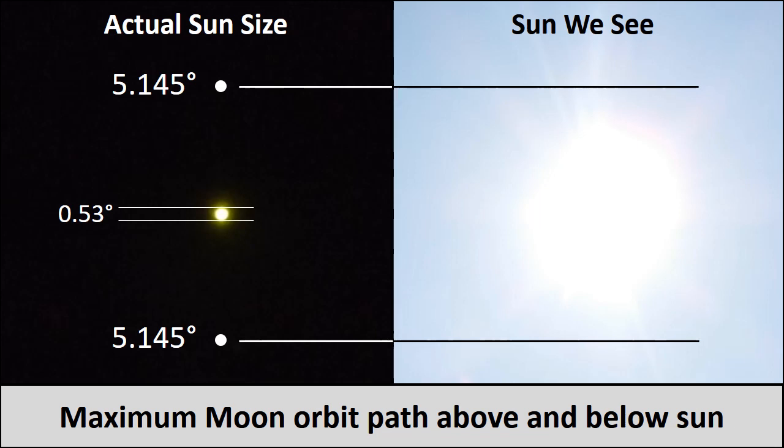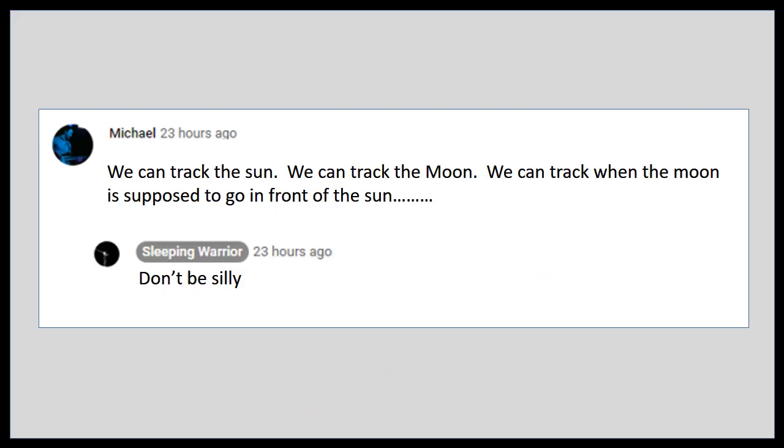So this is a scale drawing showing the maximum moon orbit path above and below the sun. And again, these are screenshots from my video. So we know that the new moon is going to be traveling somewhere within these two lines. And look how close they are to this really bright glare of the sun.